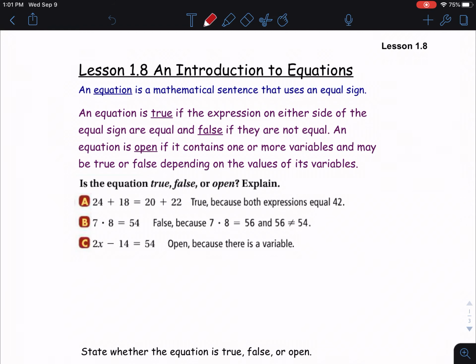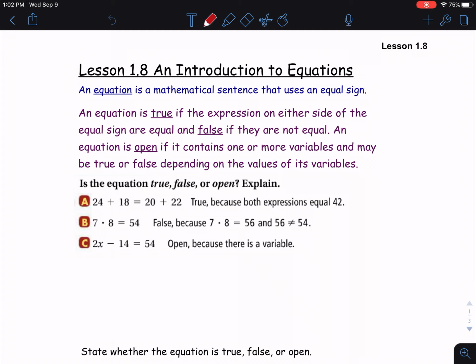In this video, we are going to do a brief introduction to equations. An equation is a mathematical sentence that uses an equal sign. With equations, we are able to solve and find out what the variable is equal to if that equation is algebraic. There are three types of equations: true, false, or open.